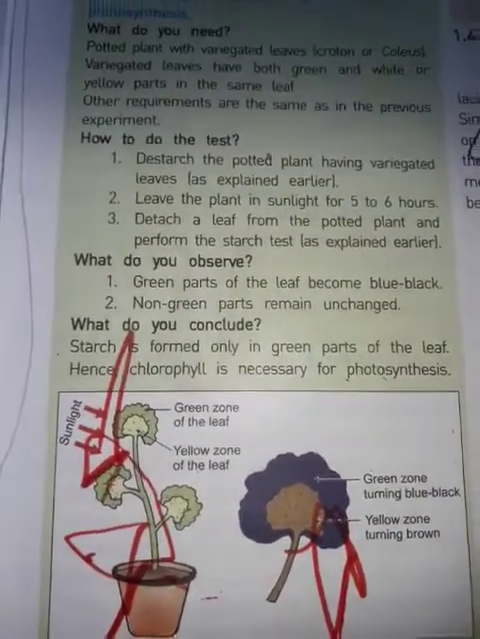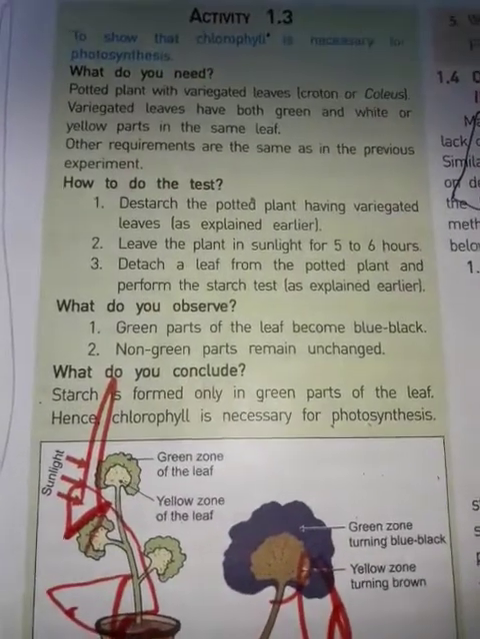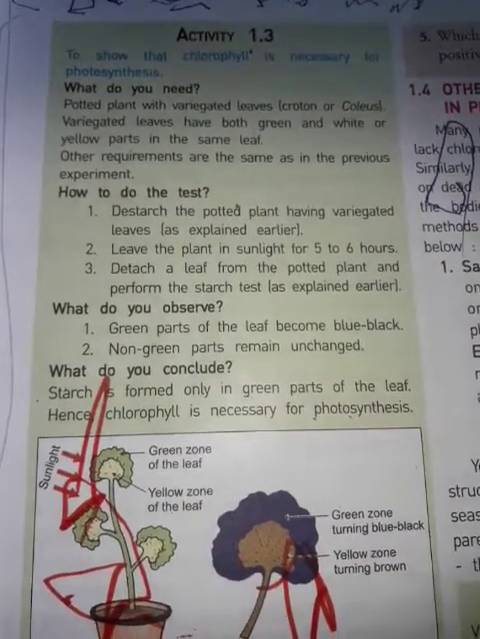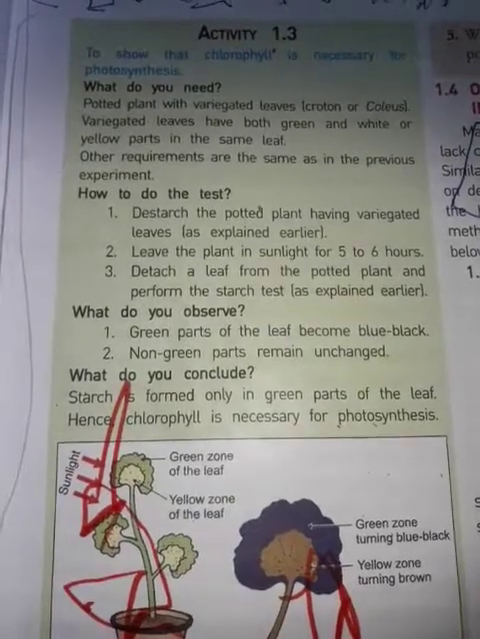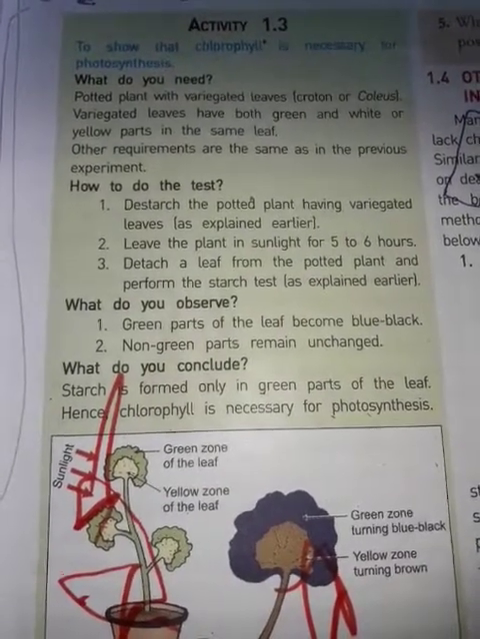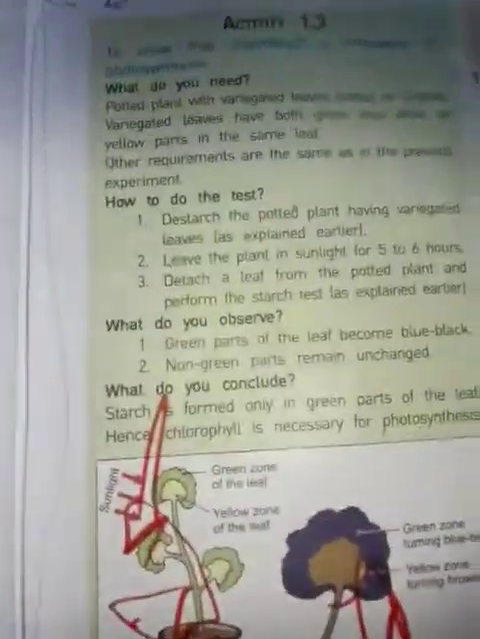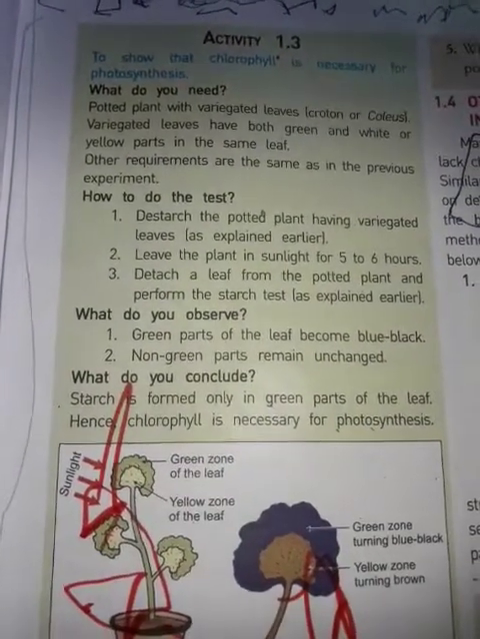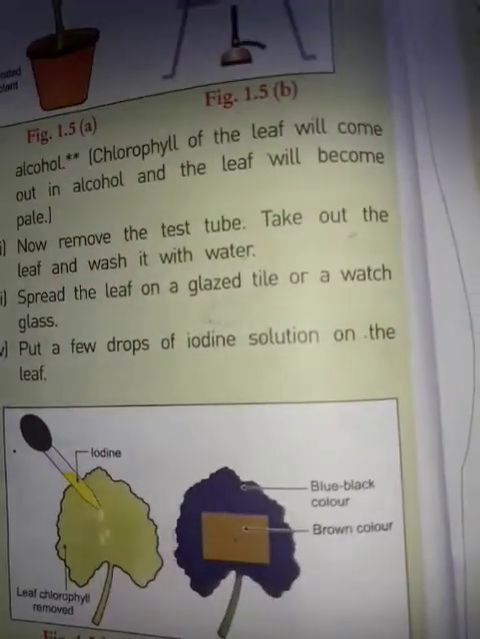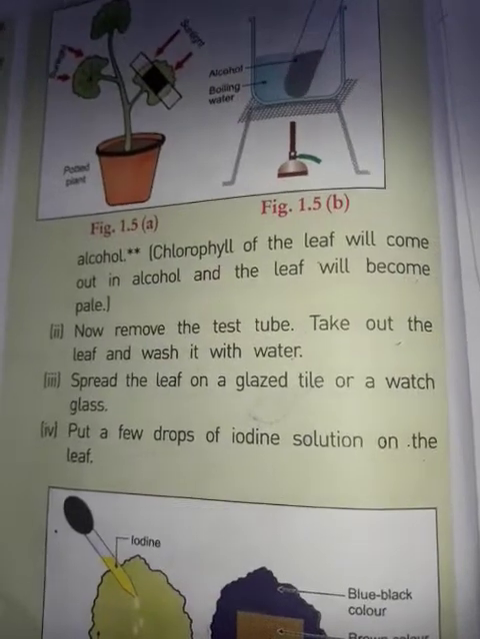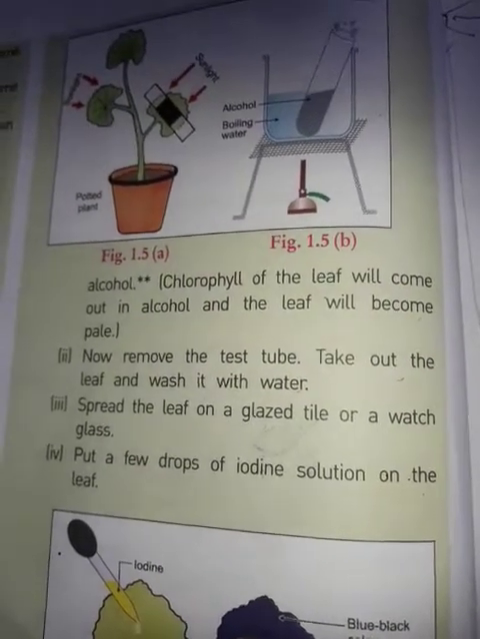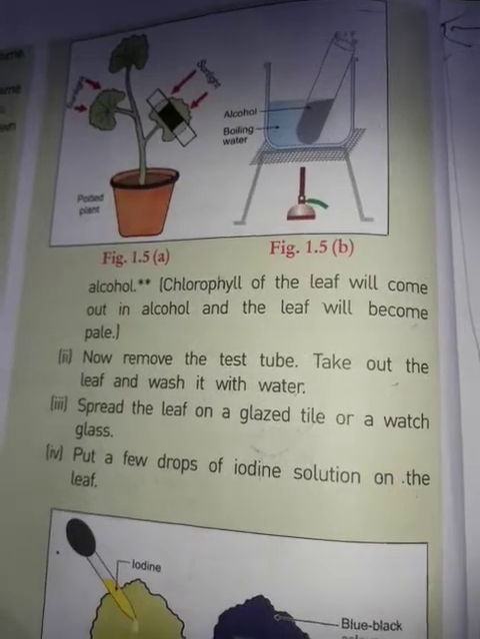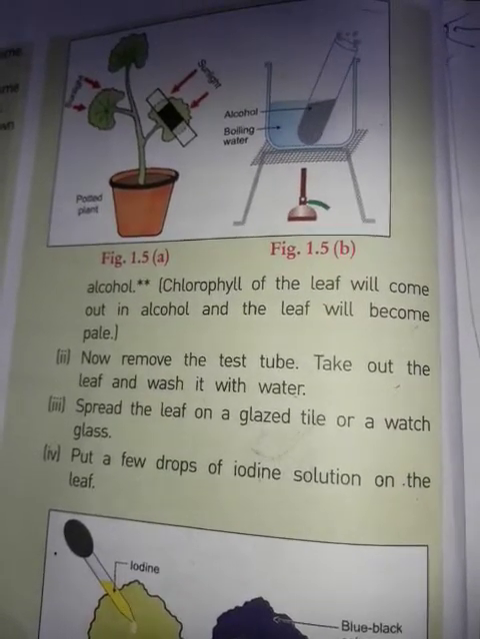So this is activity 1.3. Activities can also come in the exam, so you have to revise the activities also. And activities 1.4 and 1.5 you have to read, and you have to revise the activities with diagrams. Whatever diagram is given, you have to draw it properly and revise the diagrams also. If an activity comes, then you have to do it yourselves and in the proper form.